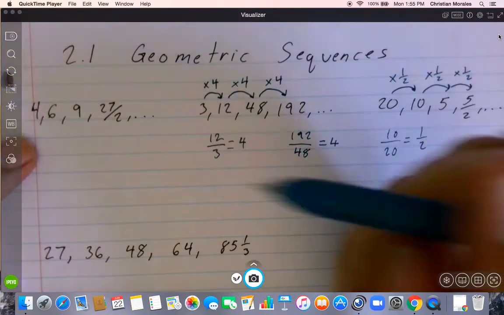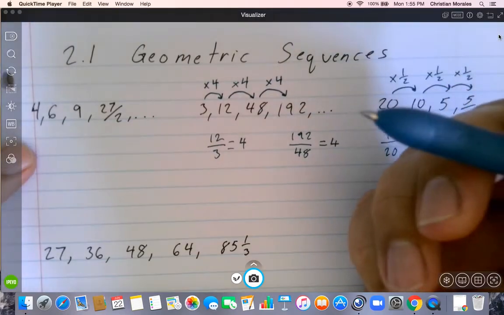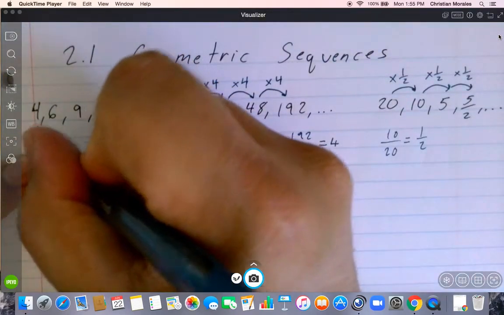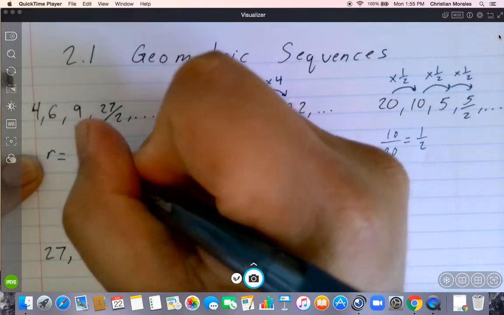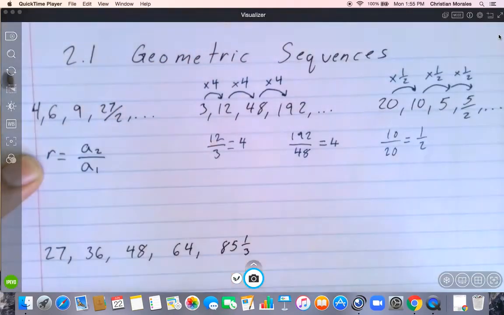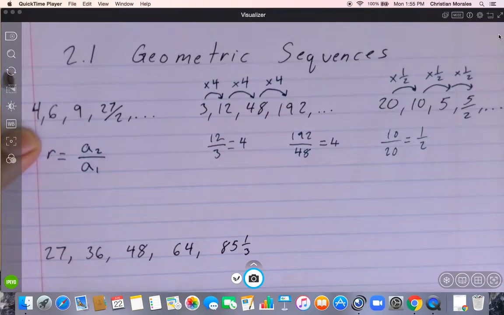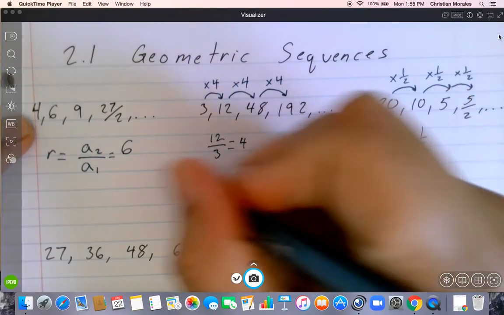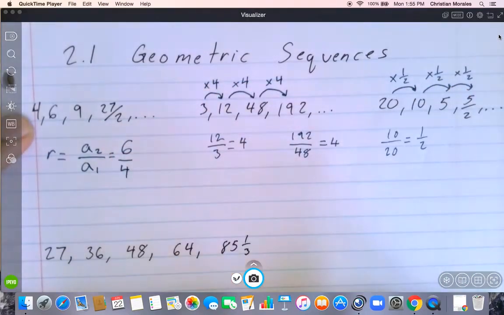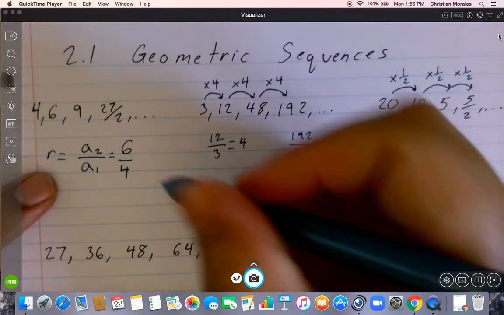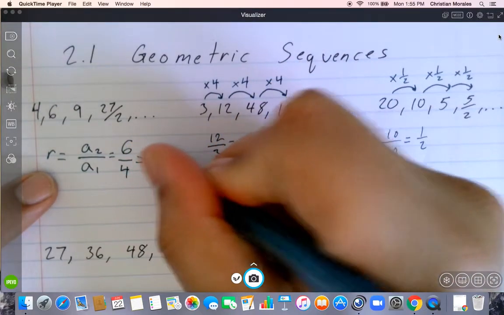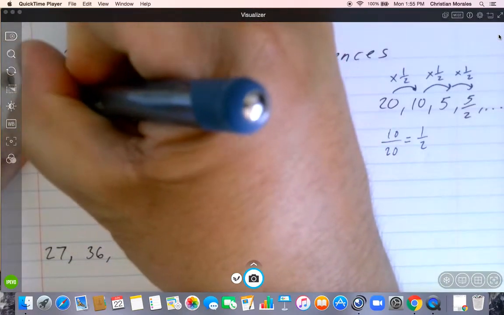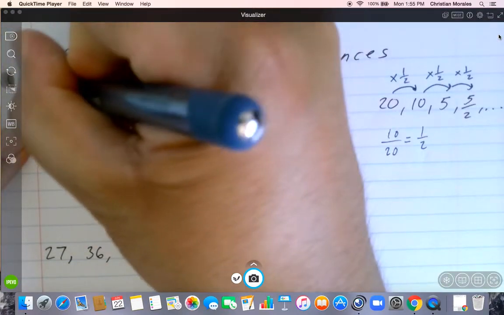Now, I guess if I gave you a simple formula for this, to look for the common ratio, we'll call it the R. To find the common ratio, take the second term and divide it by the first term. Now, in this problem, your second term would be 6. Your first term would be 4. You could divide that and get a decimal, or we could just simplify it as a fraction and you get 3/2. So what that means is this is multiplying by 3/2.